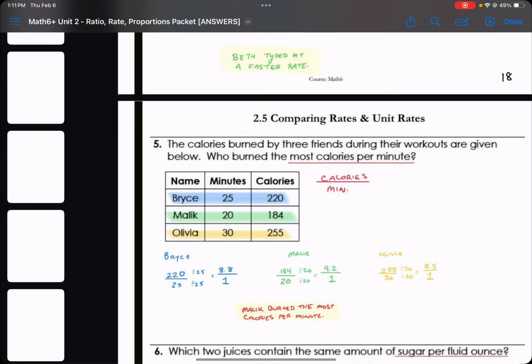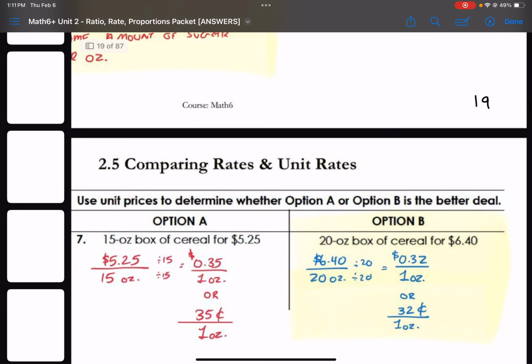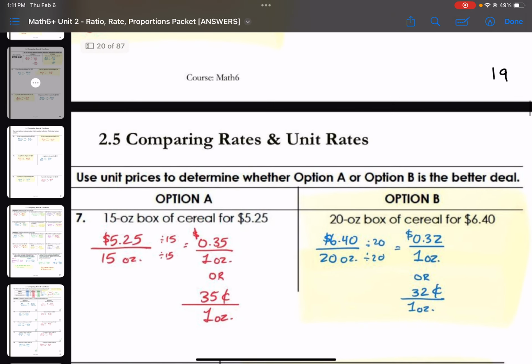Now let's take a look at our answers. So this was the answer to number 6 on the previous page in case you wanted it. And then here's number 7. For number 7, the 15-ounce box of cereal, it's actually 35 cents per ounce. Whereas for option B, it was 32 cents per ounce if you get the big one. So you're saving more money. You're going to get more for your money if you choose option B.